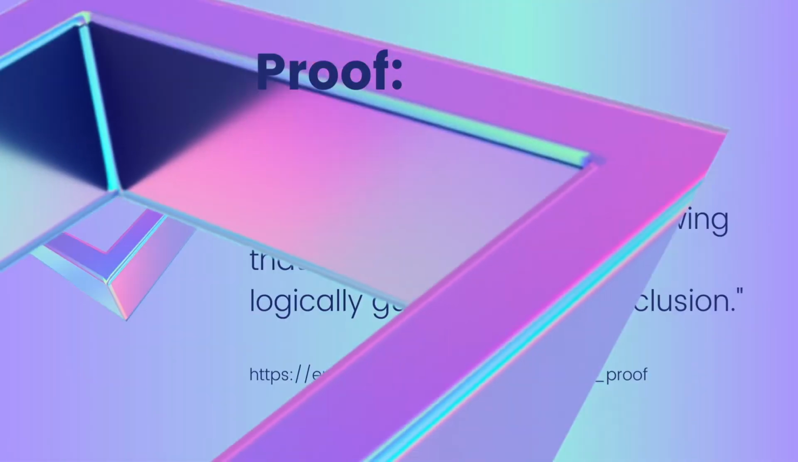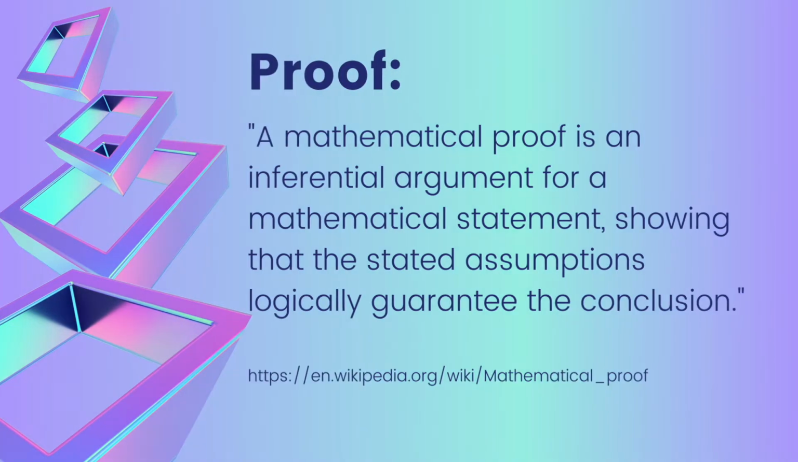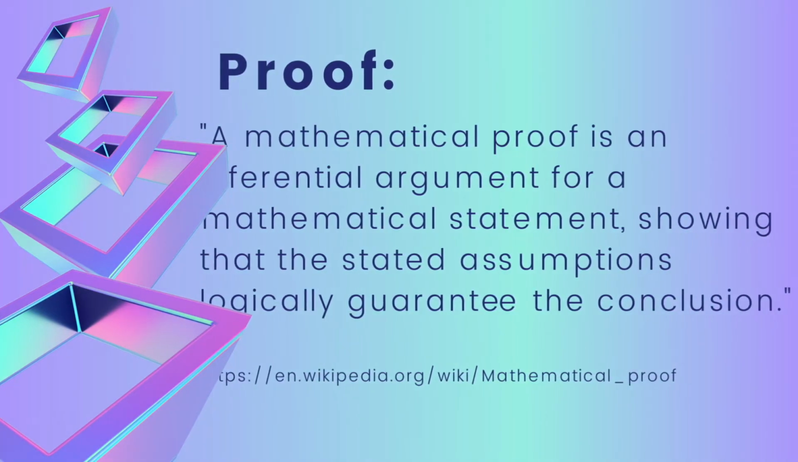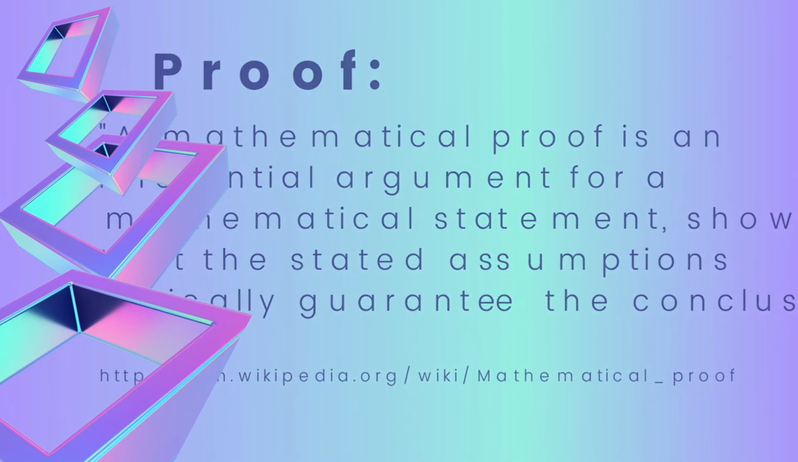Wikipedia gives a nice, succinct definition of what a mathematical proof is, so I'm going to use that one. A mathematical proof is an inferential argument for a mathematical statement, showing that the stated assumptions logically guarantee the conclusion. So in other words, to write a mathematical proof, we take statements and, using a series of logical steps, we draw conclusions, and eventually those conclusions lead to showing that a statement that we are trying to prove is actually true.